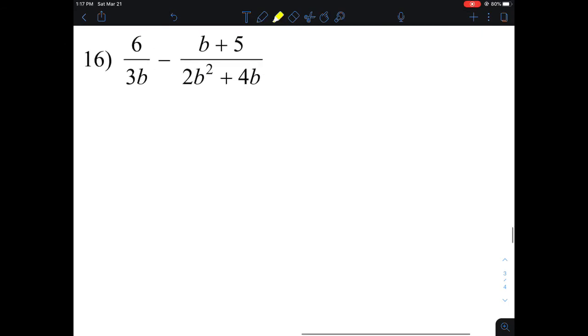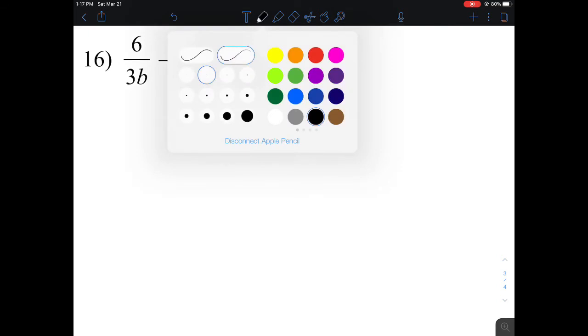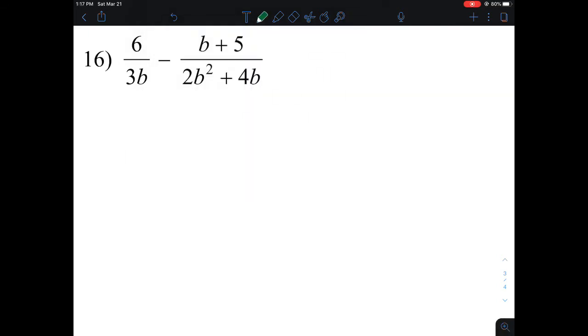All right, so I want to take 6 divided by 3b, and I want to subtract from it the rational function b plus 5 divided by 2b squared plus 4b. Now, when you're doing this, it's always a good idea to try to simplify your problem when you can. So I look, and I have 6 over 3b. Well, 6 divided by 3 is 2. So I'm going to write that as 2 divided by b.